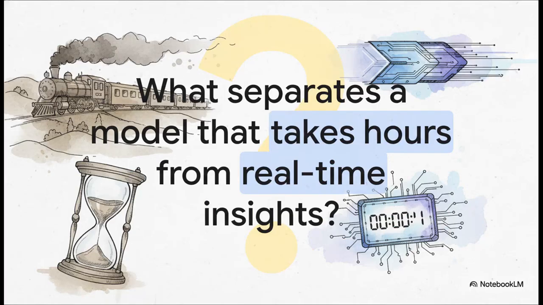So, let's start with a really critical question. What really separates a risk model that chugs along all night from one that spits out answers right now when you need them? You might think it's just about buying more servers, throwing more hardware at the problem. But the real answer? It's much deeper. It's a fundamental architectural choice, buried deep in the code.